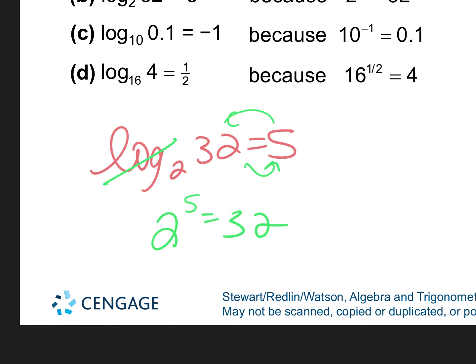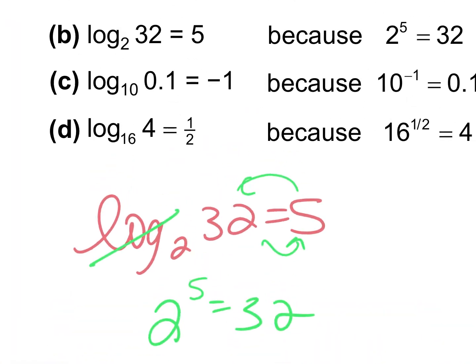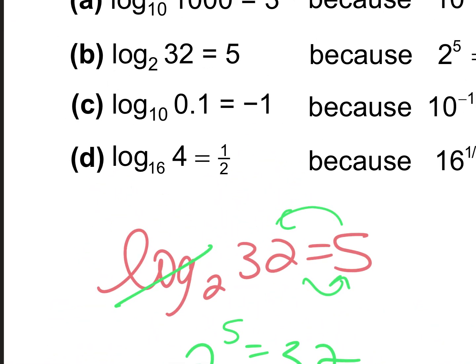Now notice here, in this example, I don't have any negatives, but I have a fraction. If I rewrite log base 16 of 4 equals 1/2, 16 becomes the big base. 4 and 1/2 switch spots. What does it mean when you have 16 to the 1/2 power? You're taking the what?